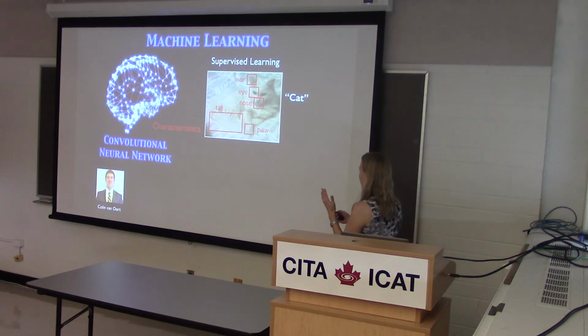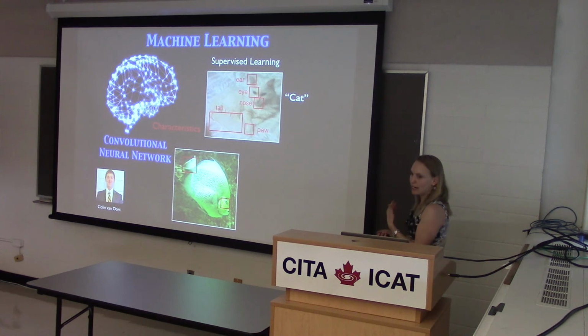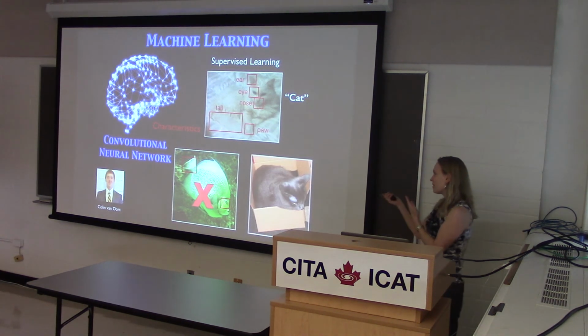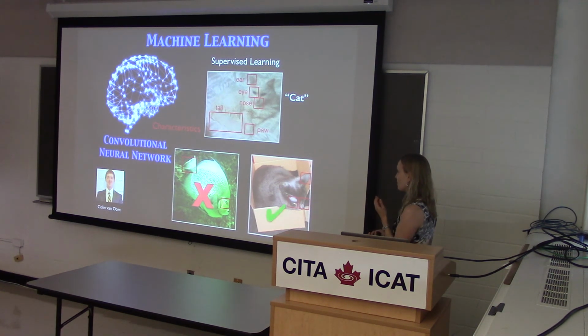But then somehow your brain is able to look at this image, which has an eye and a tail, and say, that is not a cat. Whereas it's able to look at this image and say, this is definitely a cat. And it has some of the same features.